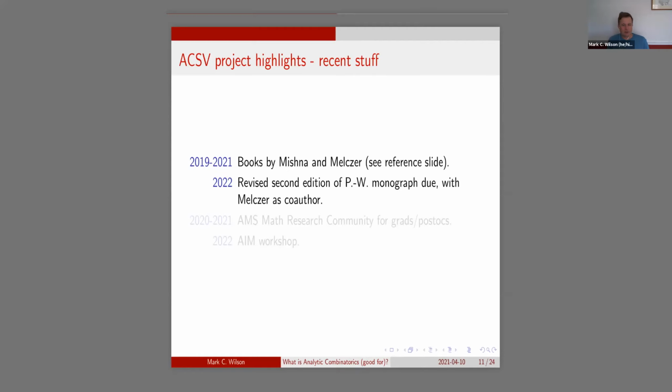And Steve Melczer, who's extremely active in the area, who's now at Waterloo, is going to be helping out with that. We're running a math research community for late-stage grad students and early postdocs. That's been COVID delayed, but it's still going. And then also COVID delayed is the American Institute of Math in San Jose. They have a workshop that we'll be running next year. So just to tell you, if you'd heard about it and thought it was all old stuff, it is, but there's also a lot of new stuff going on.